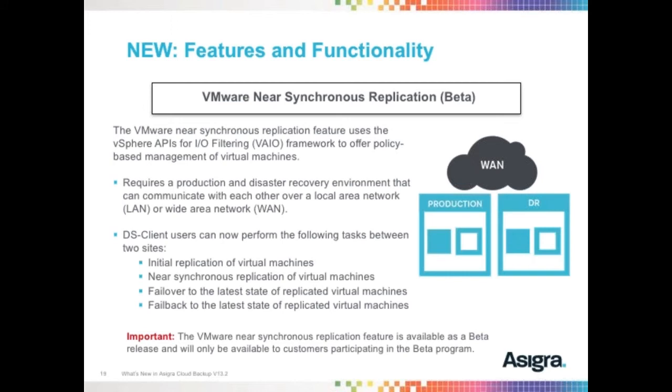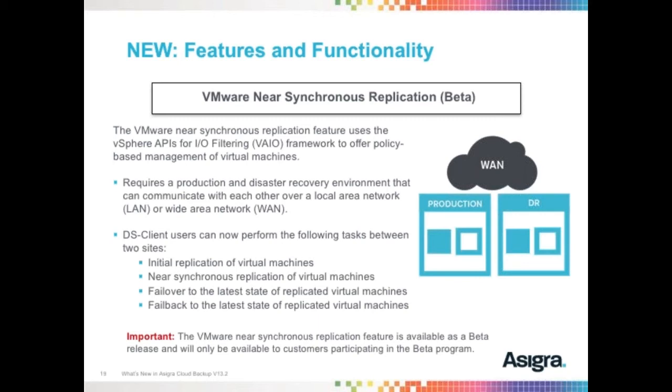Today we'll be announcing the VMware Near Synchronous Replication beta availability. The VMware Near Synchronous Replication feature uses the vSphere APIs for I/O Filtering (VAIO) framework to offer policy-based management of VMs. The solution requires a production or disaster recovery environment that can communicate with each other over the LAN or WAN.